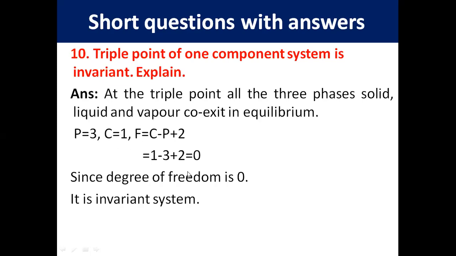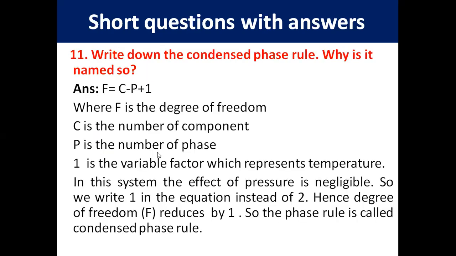So F is equal to C minus P plus 2. So 1 minus 3 plus 2 is equal to 0. Since the degree of freedom is 0, the system is invariant at the triple point.